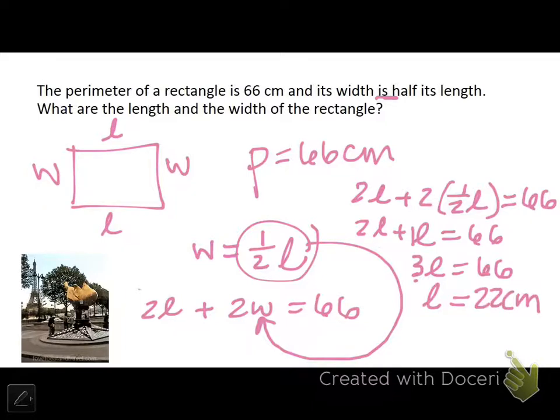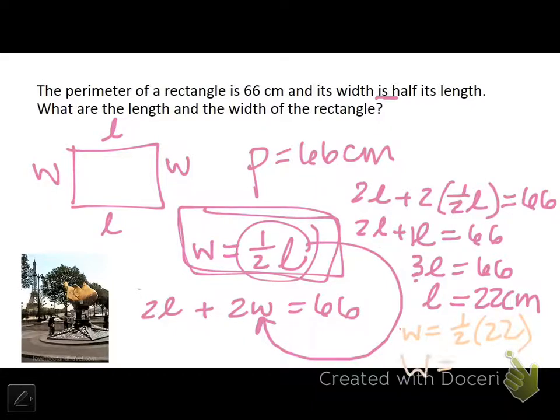Always label. I don't know if you're talking about 22 kitties, 22 piglets. What are you talking about? 22 centimeters. Okay, now we have L, I need to find W. So let's plug it back into this equation here and get W equals 1/2 times 22. So then my W should equal 11 centimeters. So there's my two answers.